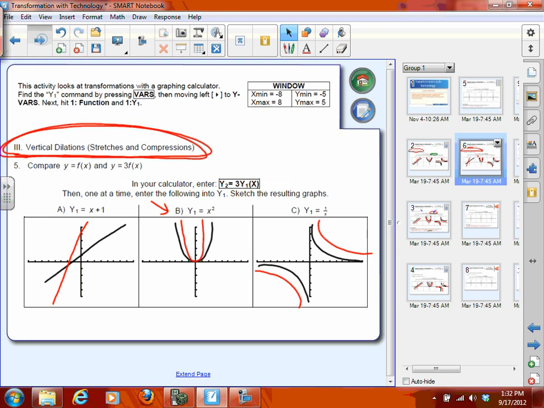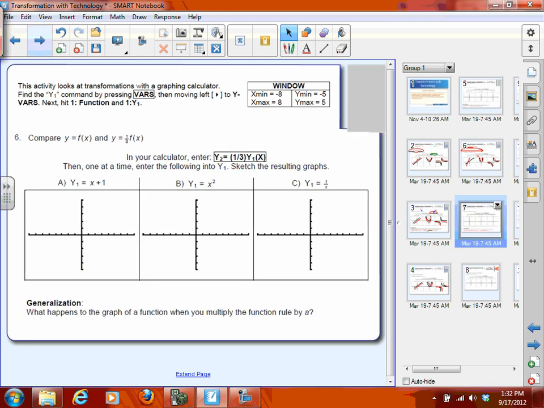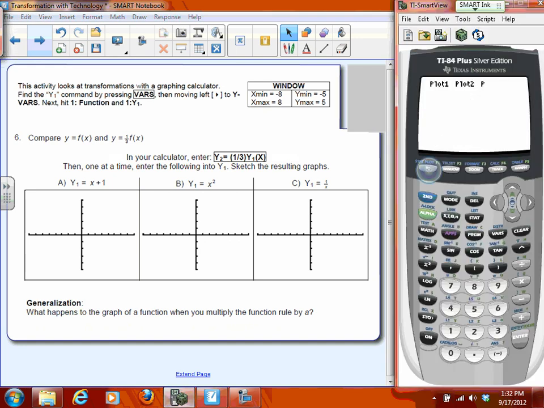Let's go to the next one here. Next one, we're going to multiply by 1/3. Let's go to our calculator, and let's change that 3. Let's change it to a 1/3. Again, I'm going to insert. Second, delete. Parentheses, 1 divided by 3. I'm going to delete that 3. There it is. So there's my 1/3.